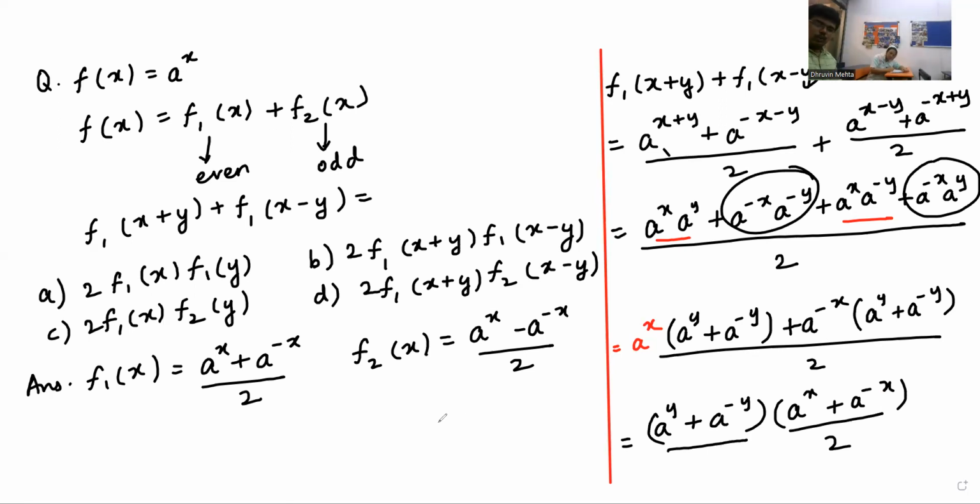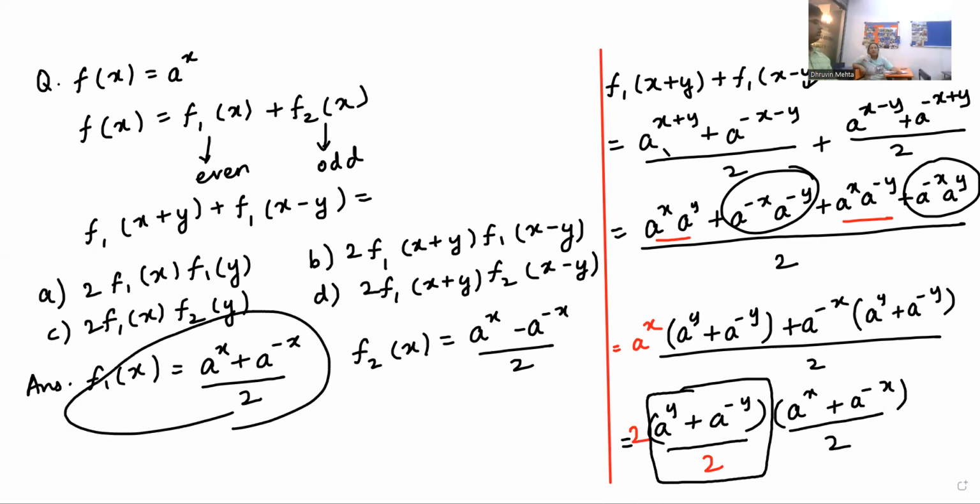See, what I'll also do is multiply and divide with a 2, because all the options have 2. Now do you realize that this is f1(y) and this is f1(x)? So a is the correct answer: 2 into f1(x) into f1(y).